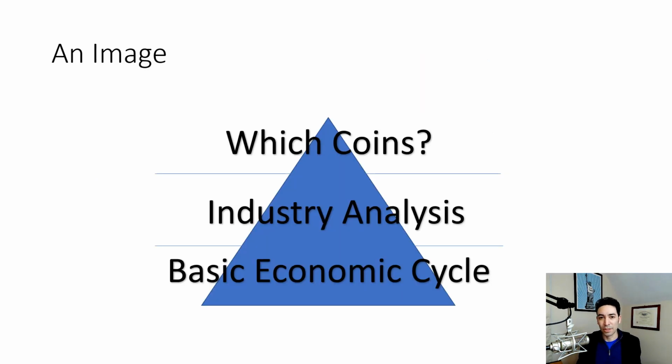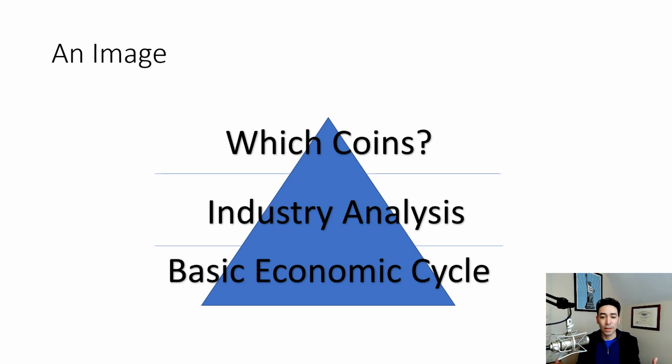I think an image will organize most of it. I call this the three-stage algorithm because it proceeds in 3 different stages. There's a bottom portion of the pyramid, a middle, and a top portion. And you have to go in that order, because if the basic economic cycle goes, everything else is not even worth paying attention to.